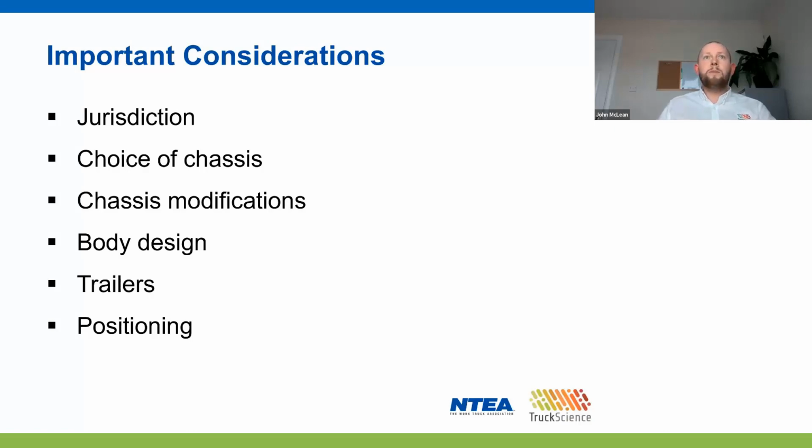Okay, so to sum up, here are a few of the topics to consider when optimizing payload. As we saw in the examples, the jurisdiction that you operate in is a major factor. The choice of chassis is obviously fundamental. The modifications you make to the chassis, be that the wheelbase, afterframe modifications or adding axles, are also very important. Adapting your body design to the payload you're carrying is crucial, so experimenting with materials, weights, and dimensions. Adding a trailer can increase payload significantly if it suits your operation. And finally, positioning the various components in different positions, you can come up with optimal placement.